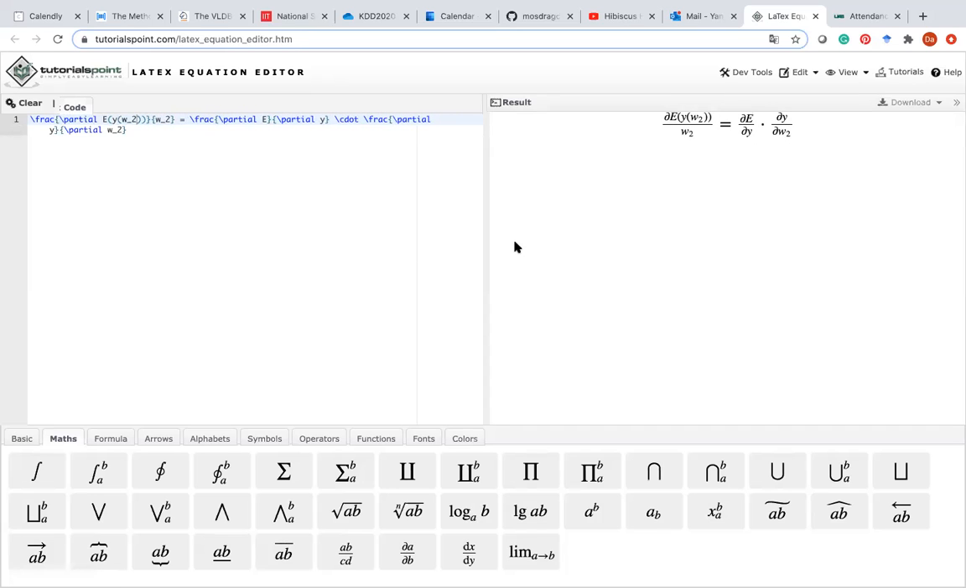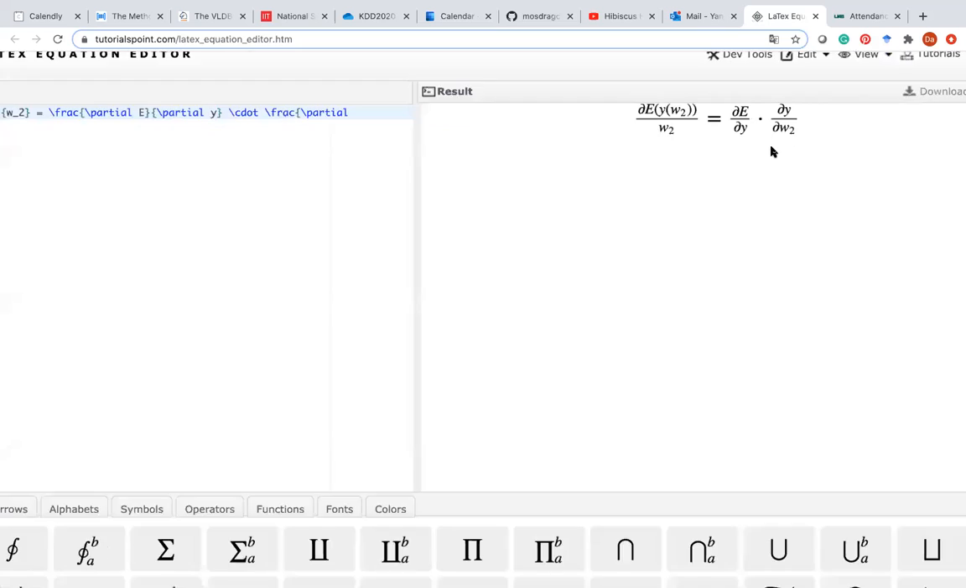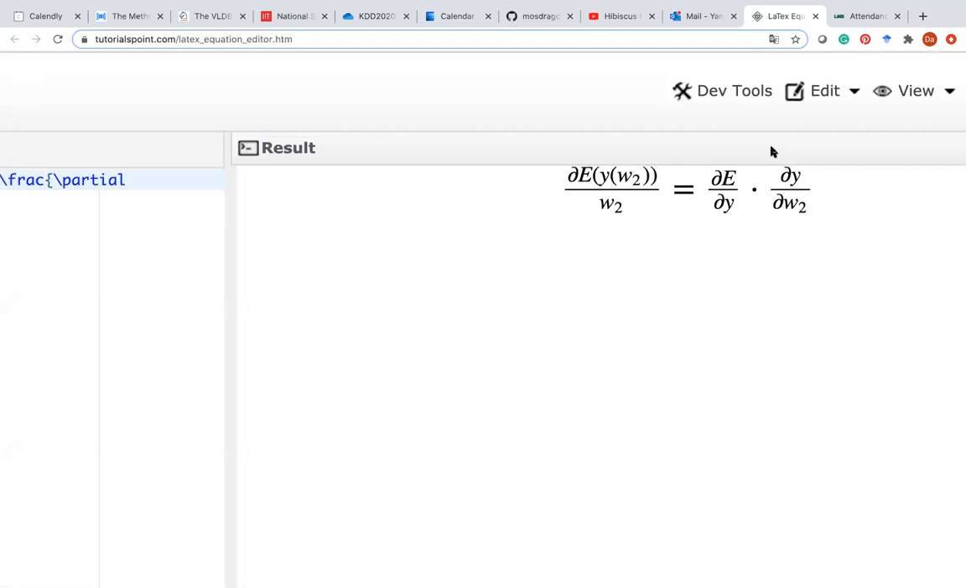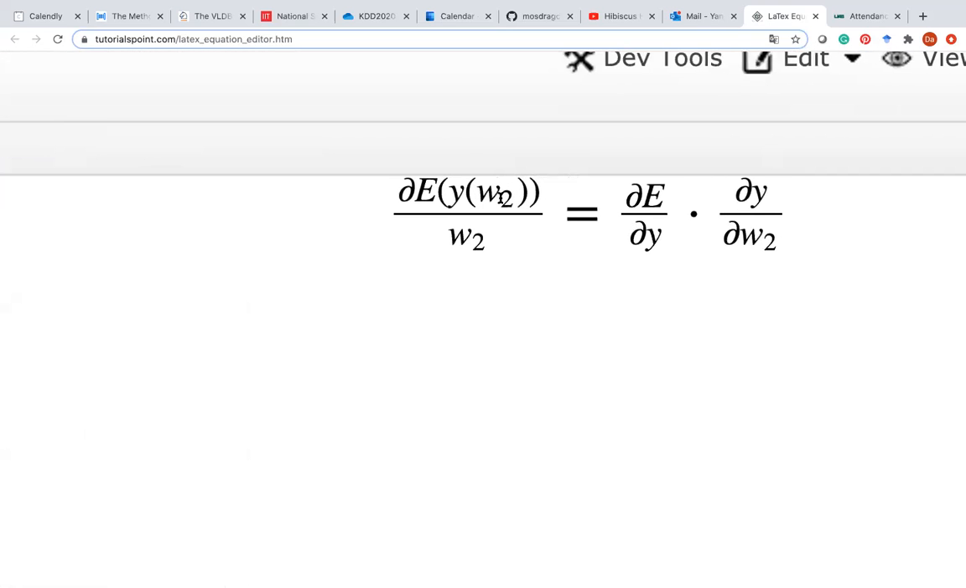All right. Basically, this is a chain rule. Your error function E is a function of y first, and then y can take the derivative with respect to w2. This is what we have here. Keep in mind this is the chain rule: first E is a function of y, and then y is a function of w2.